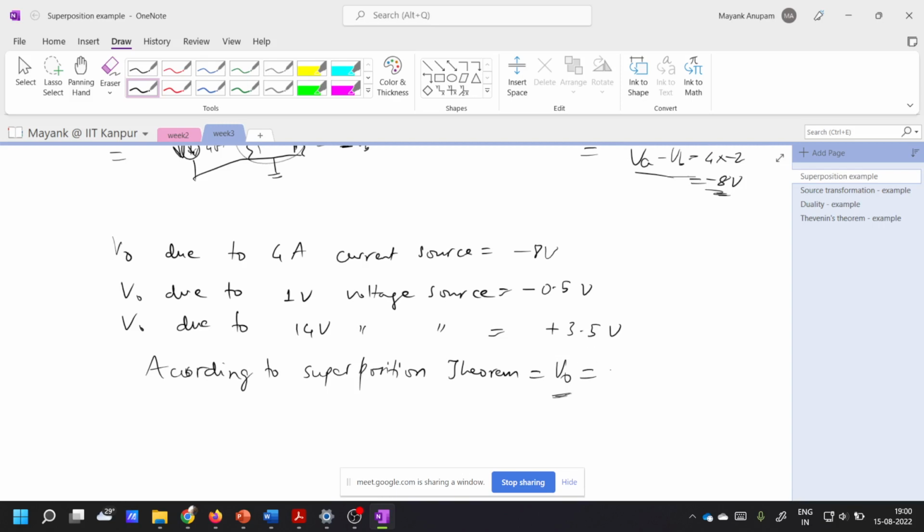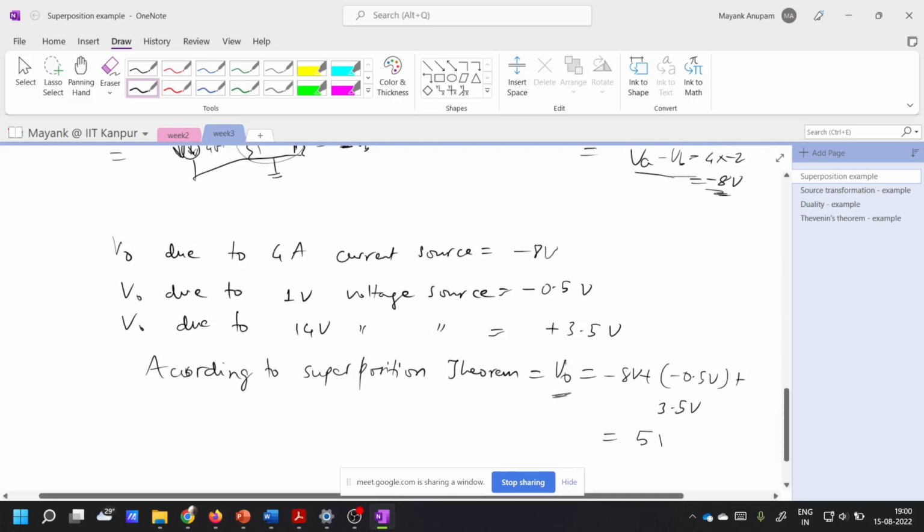You can't take the sum in the form of magnitude only. That is not true. You have to take their signs also. You have to sum them with their signs. So it will be minus 8 plus minus 0.5 plus 3.5 volts. Isn't it? And how much will this be? Minus 5. Correct. Minus 5.